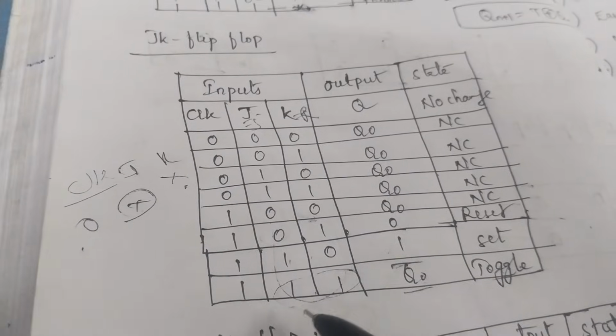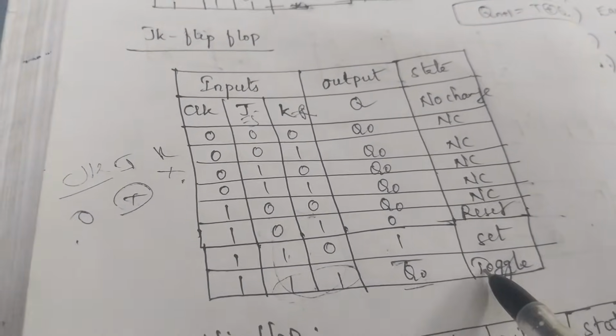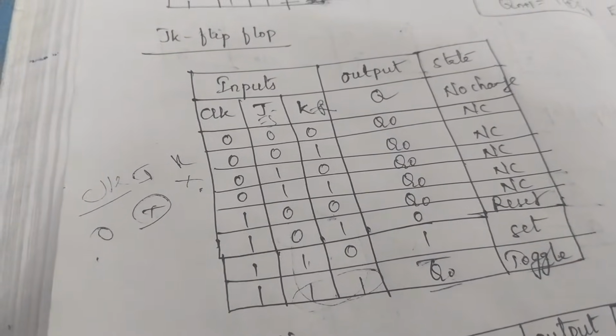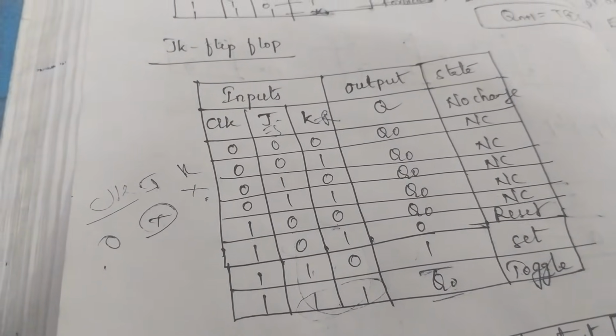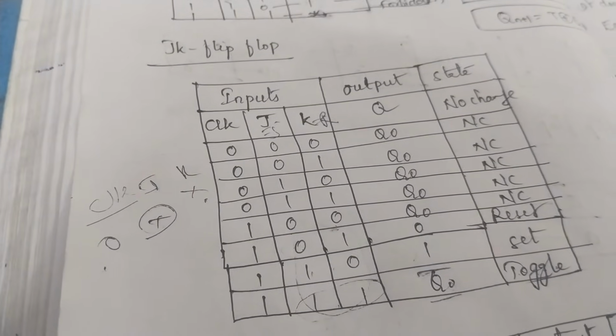J is 1, output is 1. If both are 1, 1, this is the only change you get in the JK flip-flop. We get the toggle condition. Such a question is also important from the ESET point of view: in which flip-flop do you get the toggle condition? The answer is JK flip-flop.